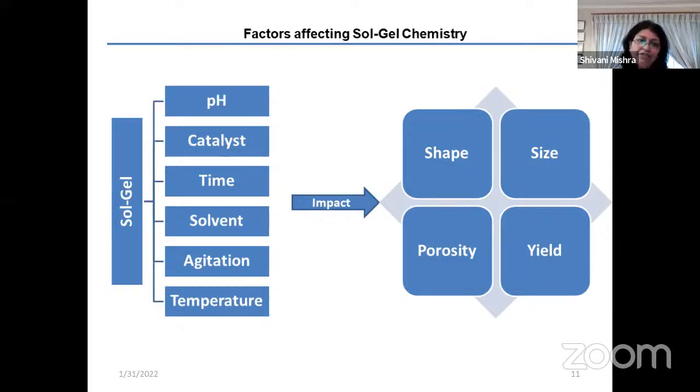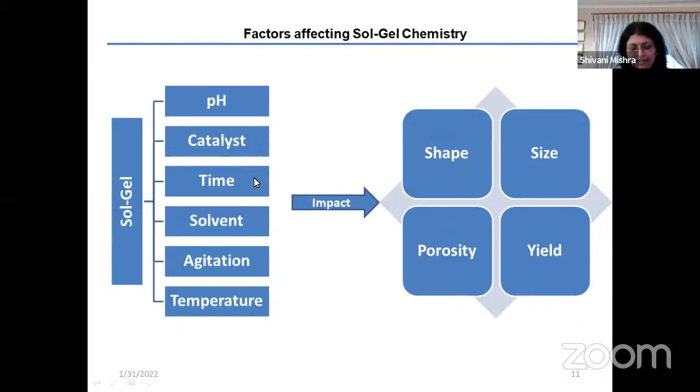So, what I would say is let us first go back to what we just now understood about the acid and the base. What will acid and base do? It will change the pH. What is acid and base? It's a catalyst. Okay. So, those catalysts are changing the pH of the reaction so that I can get a certain shape and size and porosity and yield of my final product.